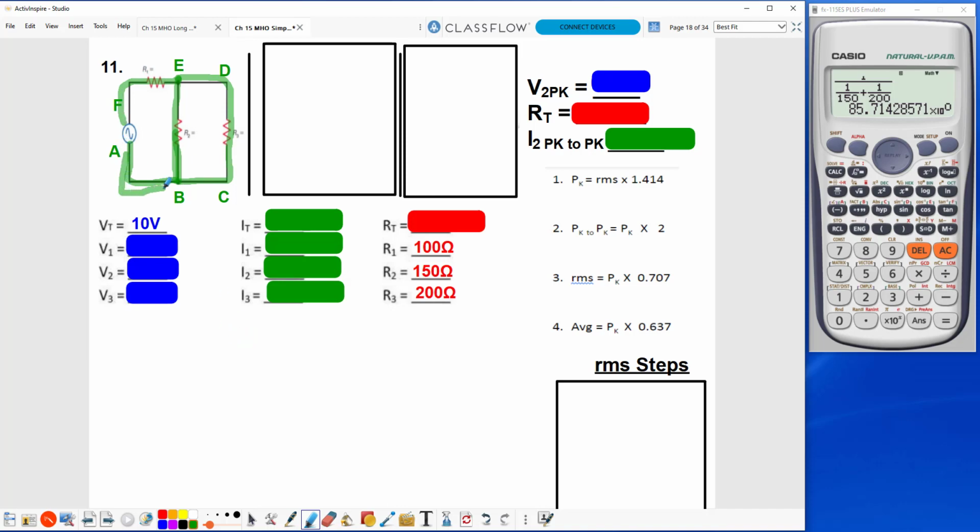So from point A to point B is known as our main branch, and from point E to point F is known as our main branch. And this will become very important in a minute.